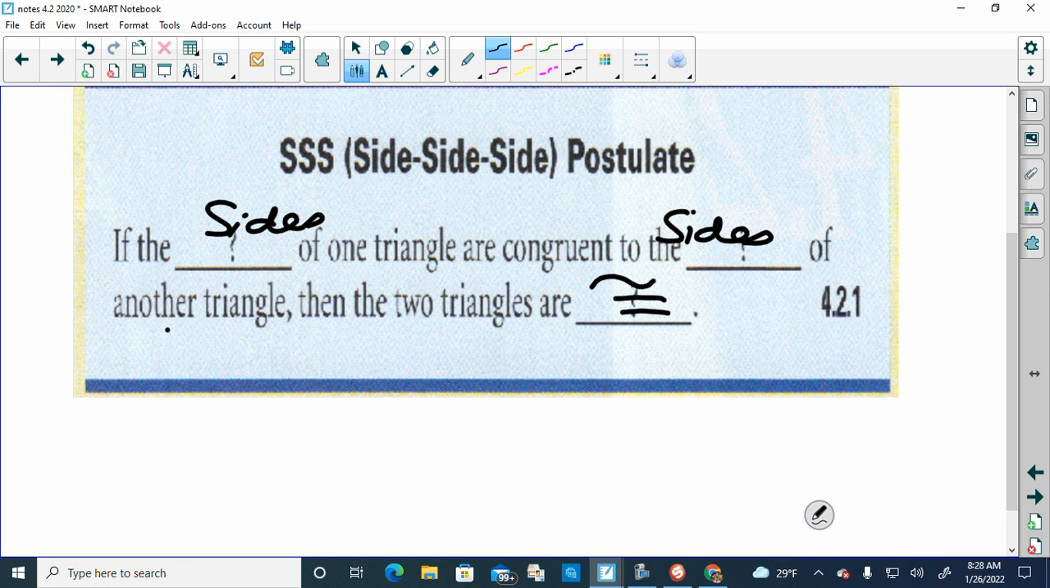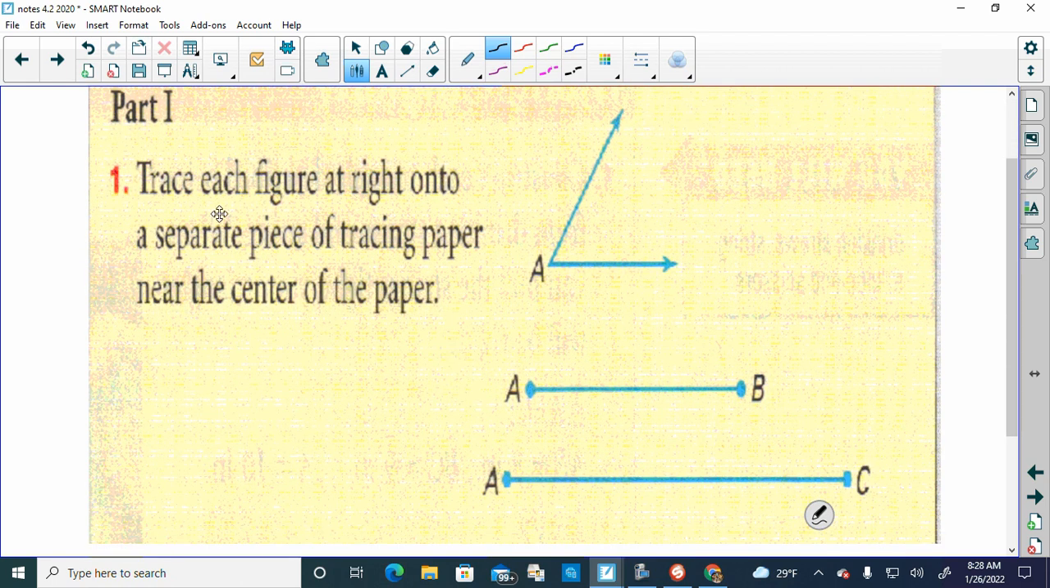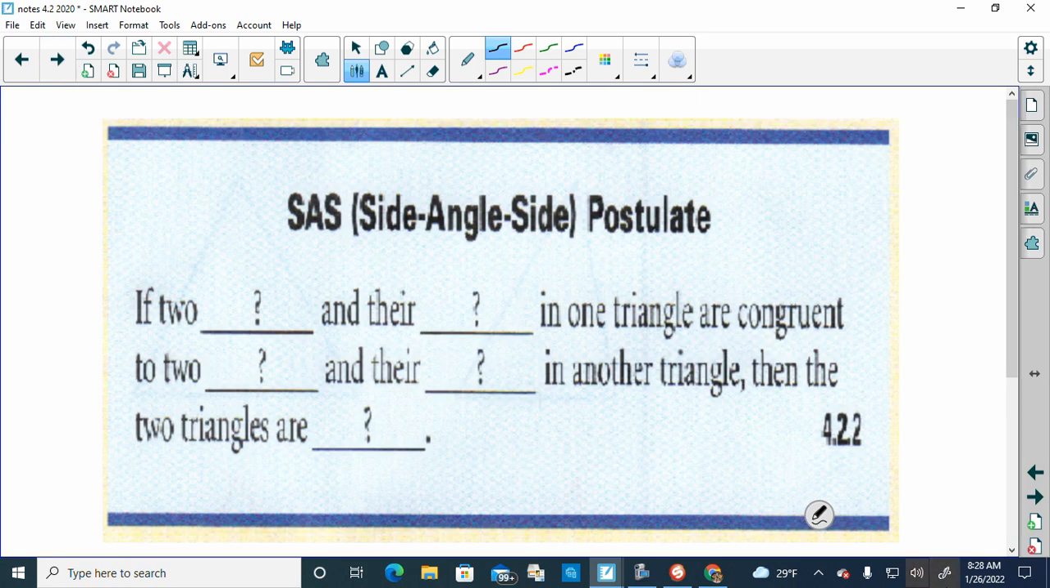Okay, so we're flipping to our next page. On number 4, what is your activity 2? That was part 1 where we did the angle and added the two sides onto the side. In that yellow box, you also had a postulate, which was for the side angle side. What are the two things they gave us that are the same in our postulate? Sides. So if two sides and their what? Angle, good.